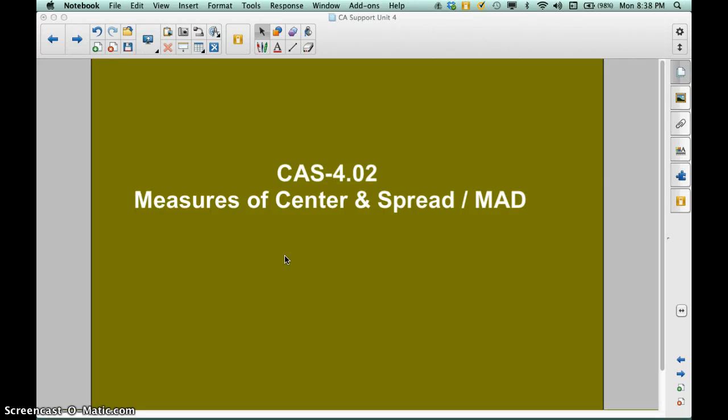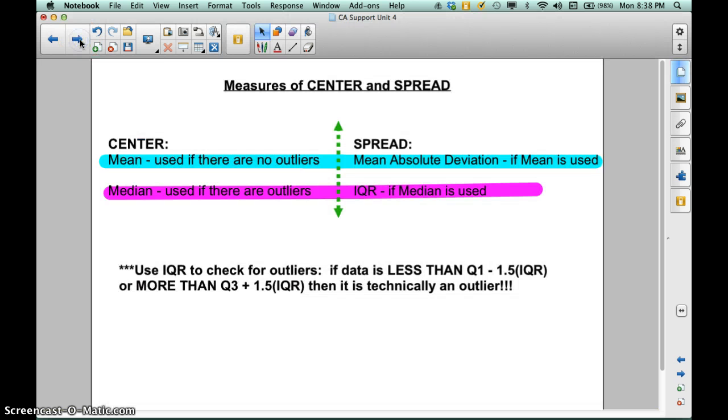This video will review measures of center and spread and focus on mean absolute deviation, or MAD. The measures of center are mean and median. We use mean if there are no outliers, and if there are outliers, we use median.